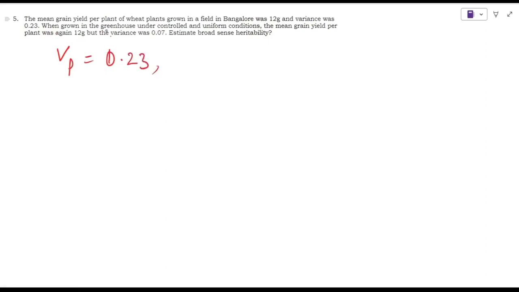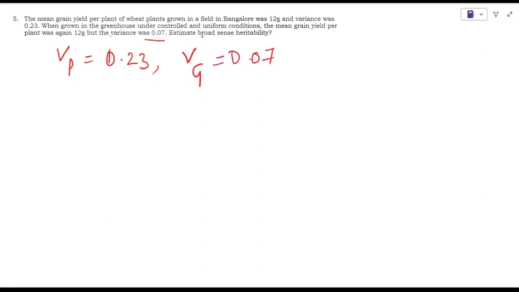When grown in the greenhouse, in control condition, only genotypes work, because you already take control with respect to environment. Because of that, whatever variation comes when grown in the greenhouse under controlled uniform condition, the mean grain yield per plant was 12 grams, and the variation was 0.07. That variation is 0.07. That is Vg.